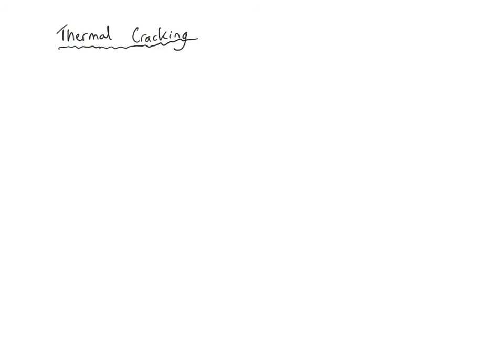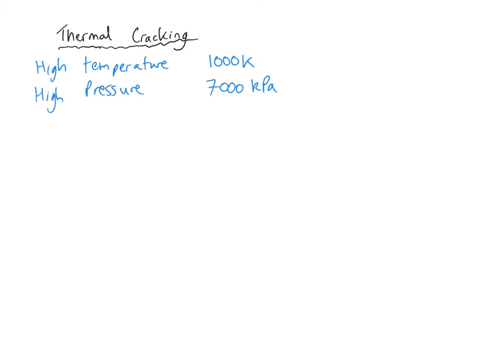Now there's 2 types of cracking that you need to know about: thermal cracking and catalytic cracking. As the name implies, thermal cracking needs a very, very high temperature, between 700 and 1200 Kelvin. So I'm going to write 1000 Kelvin because that feels really easy to remember to me. It also needs a high pressure. So not just a high temperature, it needs a high pressure as well. So something like 7000 kilopascals or up to that.